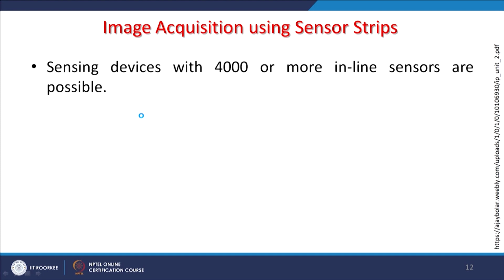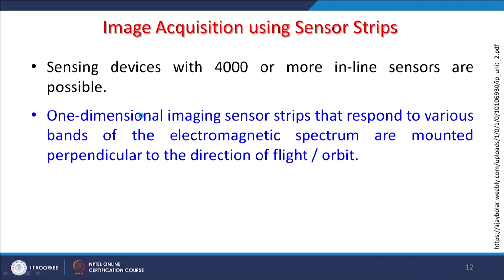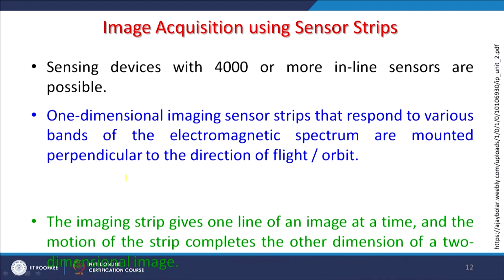So, sensing devices with 4,000 or more inline sensors are possible. 2048 was a real example I also showed to you. One-dimensional imaging sensor strips, these arrays respond to various bands of the electromagnetic spectrum and are mounted perpendicular to the direction of flight. So, they are fixed devices, no mechanical parts, and their life is very long, and performance wise they are also very good.